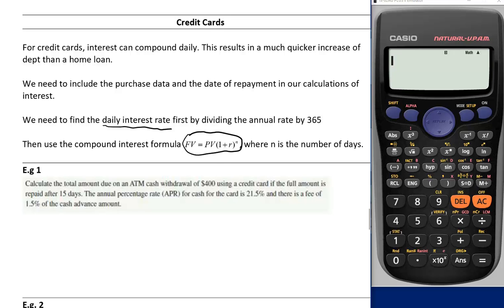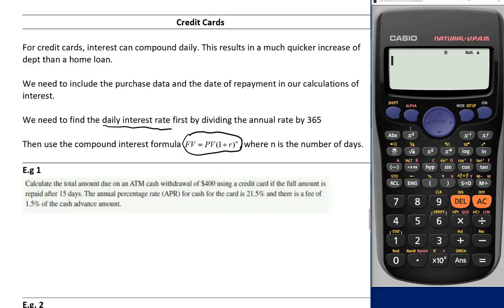So we're going to be using this compound interest formula again. That is, future value equals the present value times 1 plus the compounding rate, to the power of n. In this case, n is the number of days. Now, before we jump into this first example, we're only going to be looking at this example for today's lesson. We need to think of a couple of other things.